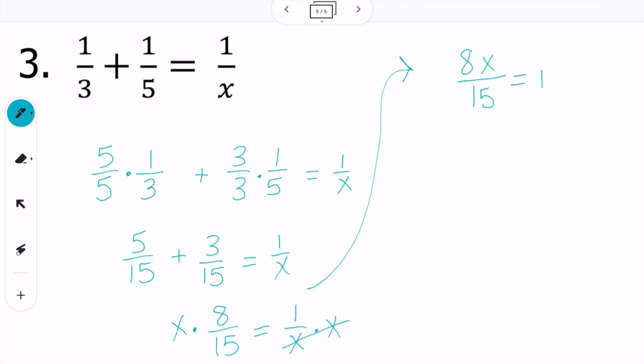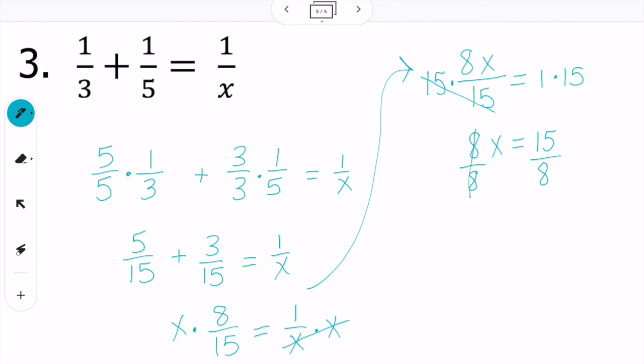We're getting closer. Now we can get rid of this denominator, the 15 on bottom, by multiplying, because the opposite of dividing by 15 is to multiply by 15. The 8x comes down, and on the right-hand side we have 15. And the very last step will just be to divide out this 8.